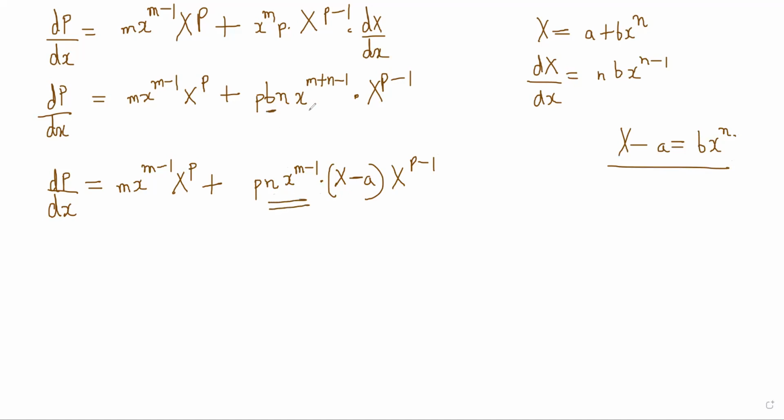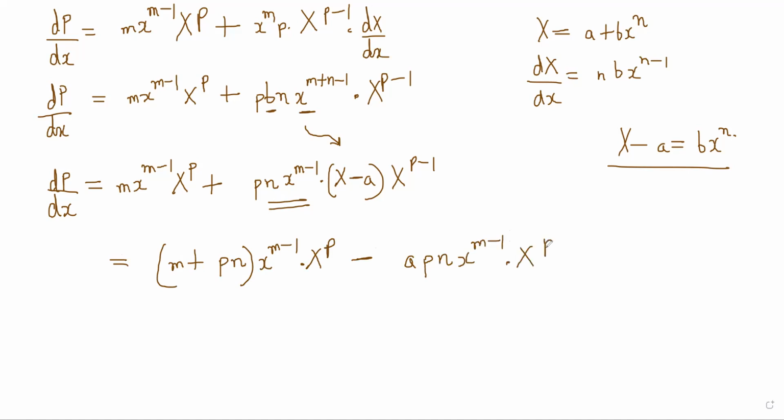Basically, I'm just taking out b into x power n from here and writing it like this, right? So once you do that, you can rearrange now and write it like this: (m + pn) x^(m-1) X^p − apn x^(m-1) X^(p-1), right? This is your dP/dx, right?